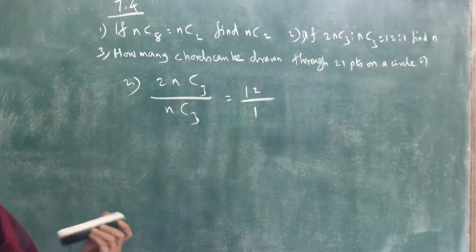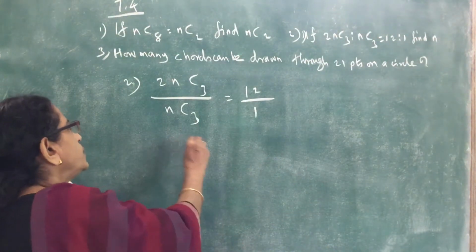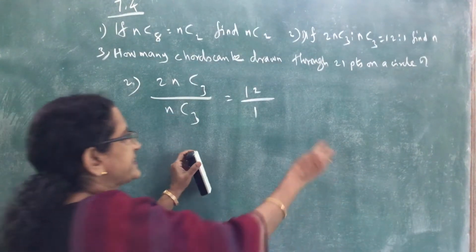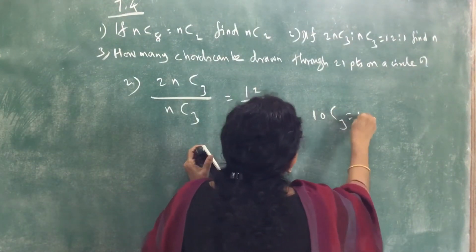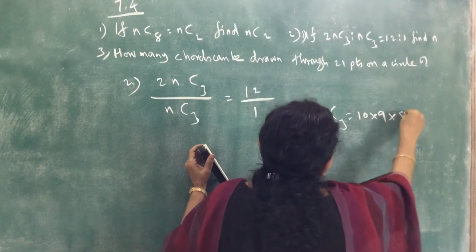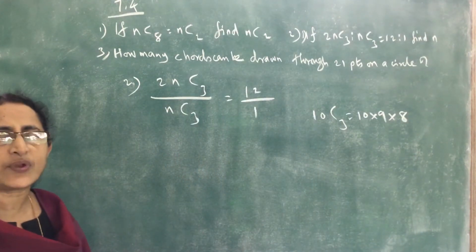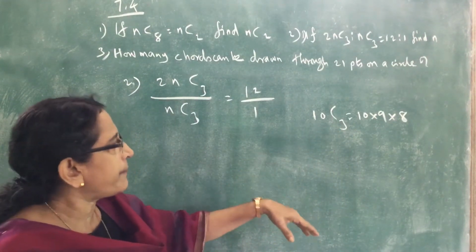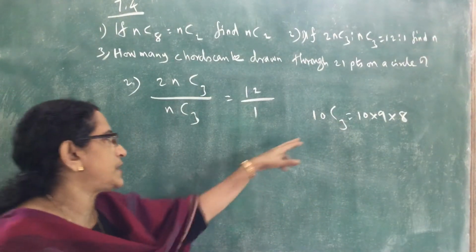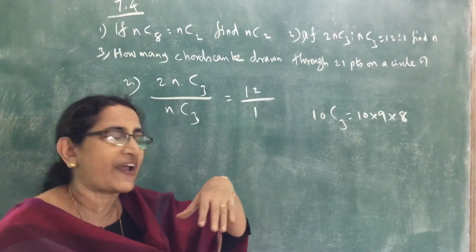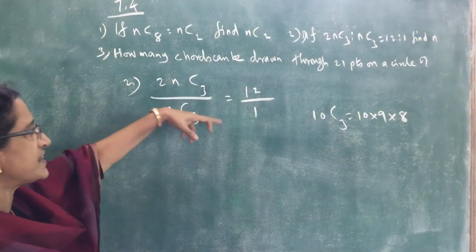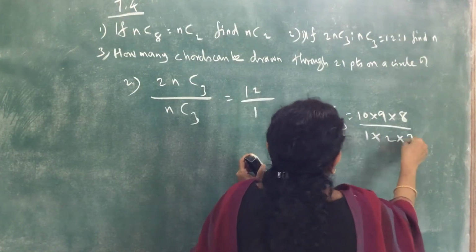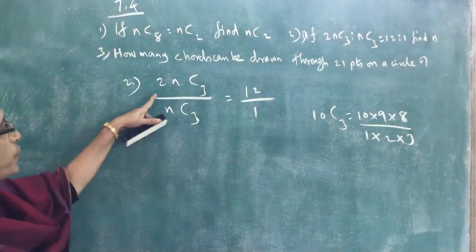Now 2nC3, what is 2nC3? See 10C3. How we find 10C3? 10 into 9 into 8. So 10 into 10 minus 1, like that 3 numbers. Here 3, therefore 3 numbers we have to multiply, divided by 1 into 2 into 3, that is 3 factorial. Similarly here 2nC3. How we can find 2nC3? Like 10C3 is divided by 1 into 2 into 3.